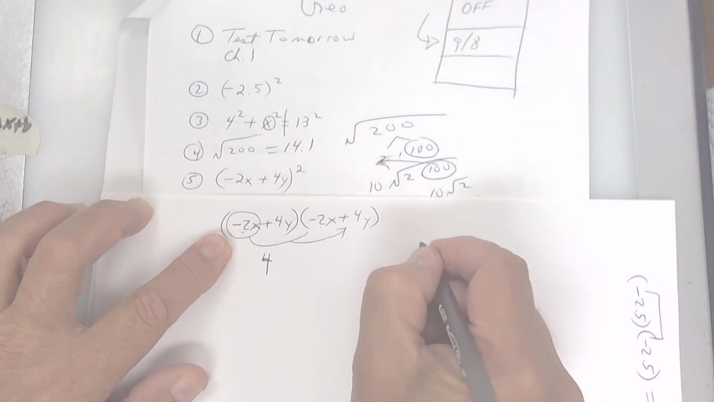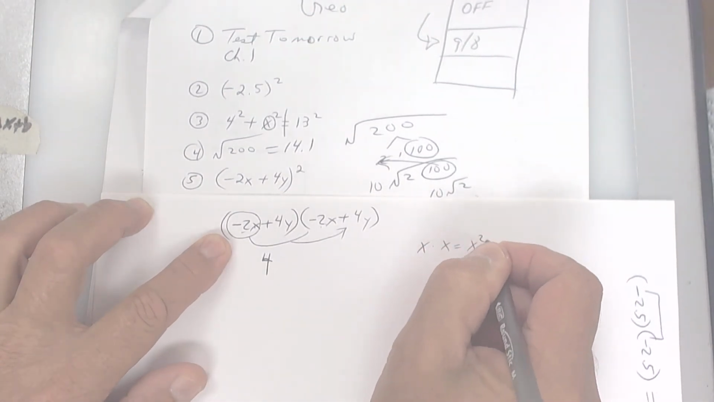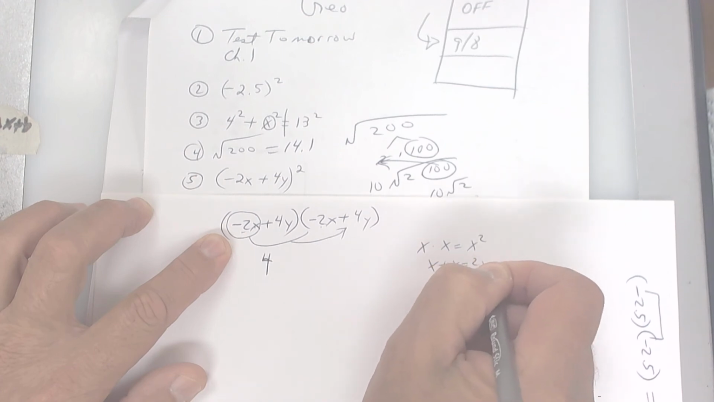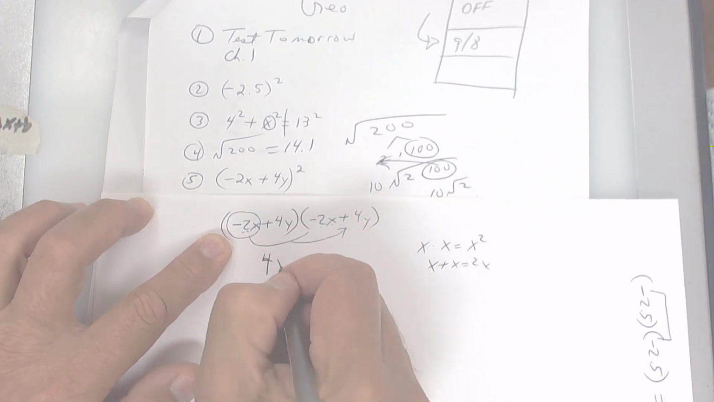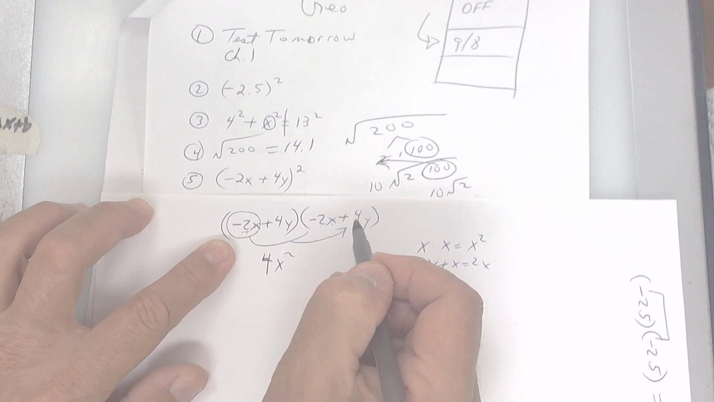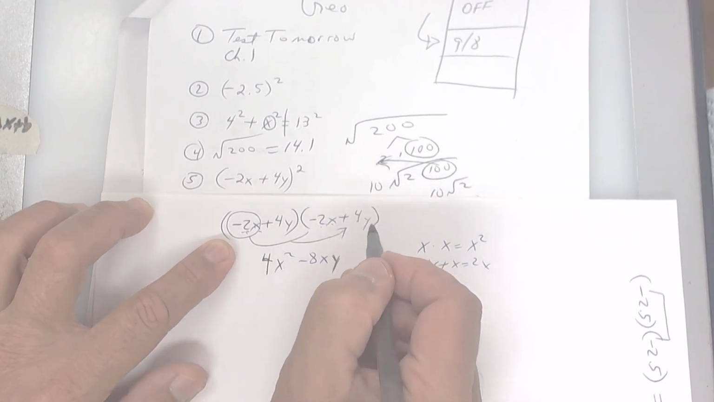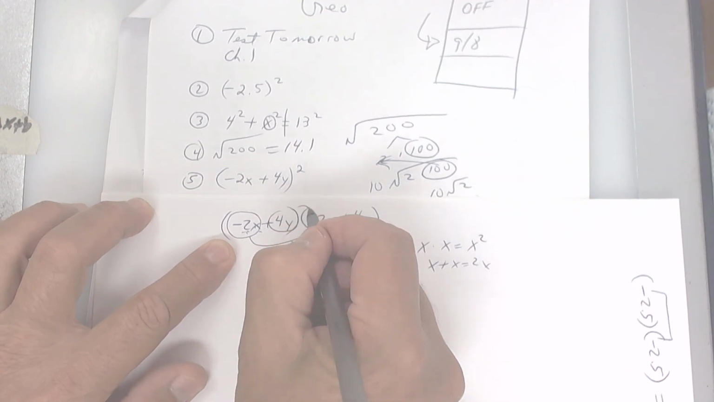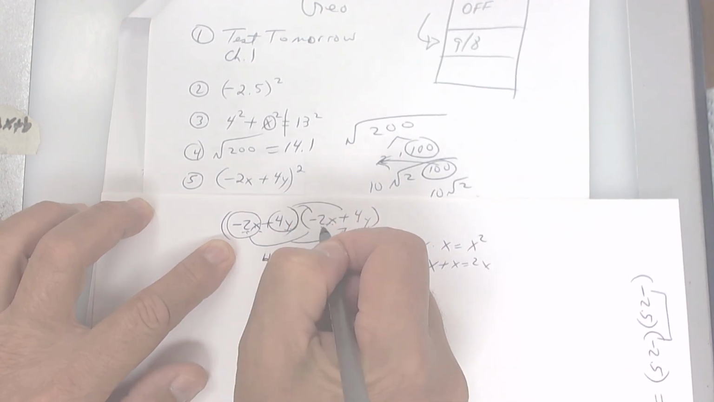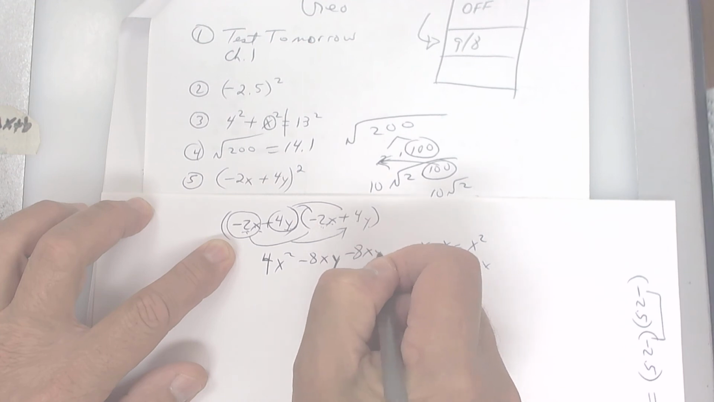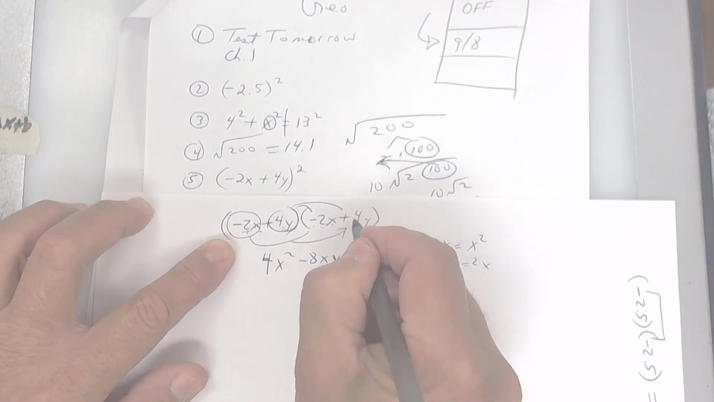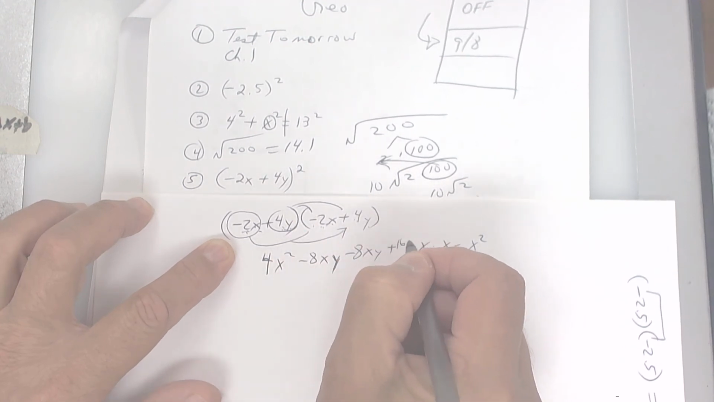x times x is x squared. x plus x is 2x. So x times x is x squared. And then negative 2 times 4 is a negative 8xy. x times y. And then you take this number to both of these. So that's going to be a negative 8xy right here. And then this is going to be a positive 16y squared.